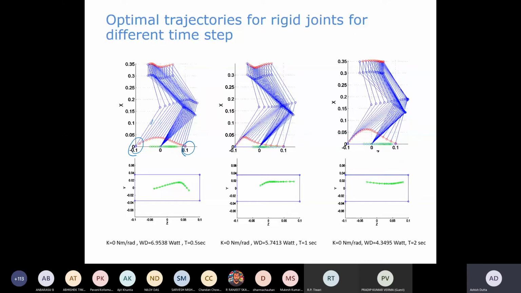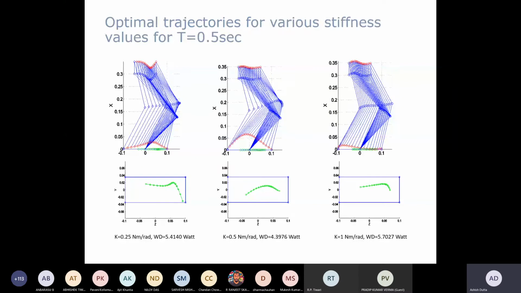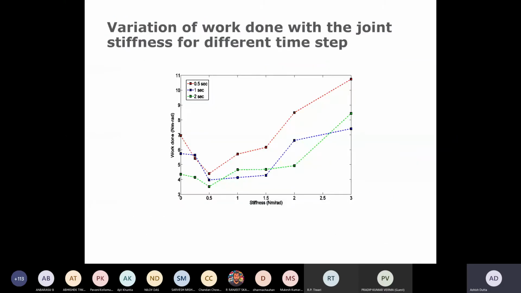Okay, so if you do that, what we do find is that for different values of K, where K is the spring stiffness, the trajectories are different. That is expected, right? If you put different kinds of springs, the optimal energy is also going to change. But what is interesting to note is that for different values of stiffness K, there appears to be an optimal stiffness.